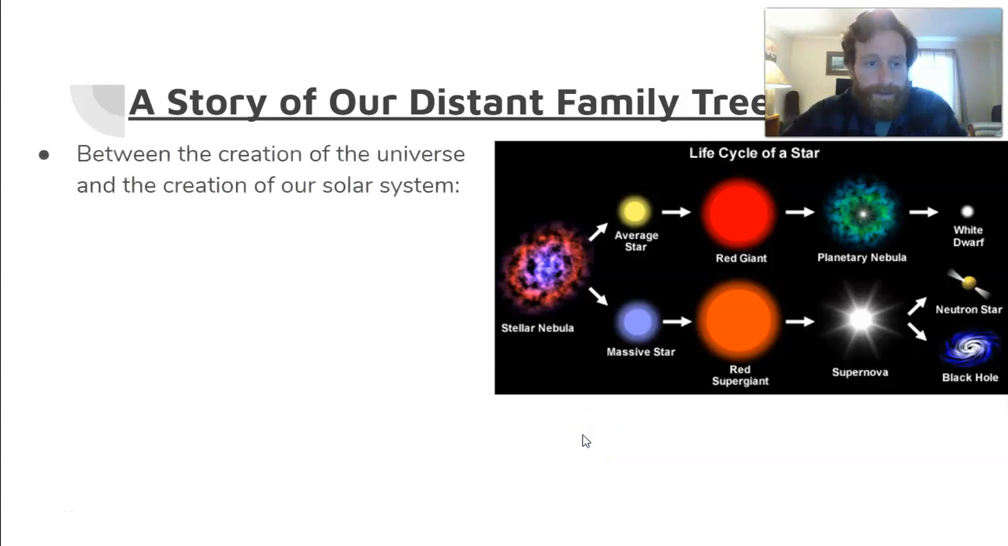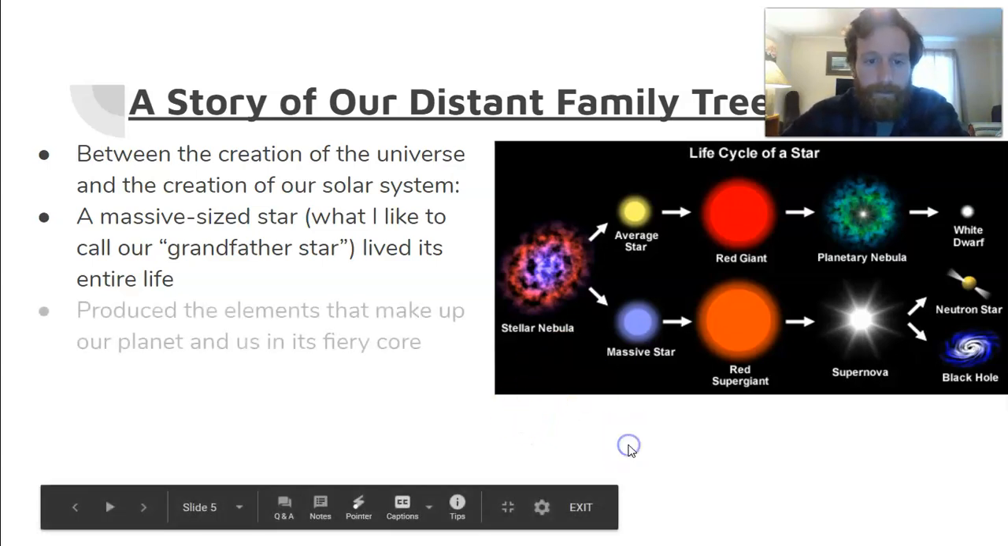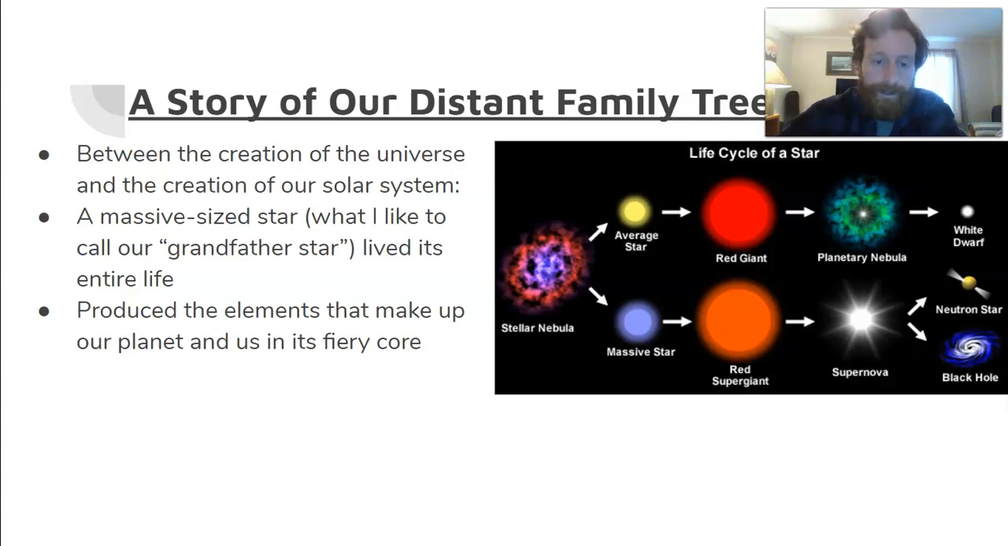Between the creation of the universe and the creation of our solar system, a few things happen. A massive sized star, what I like to call our grandfather star, lived its entire life. And it might have been more than just one star. Some people say there's been as many as 2 generations of stars that came before our sun. But it lived its entire life, and through its lifespan, it produced the elements that make up our planet and us in its fiery core inside that star.